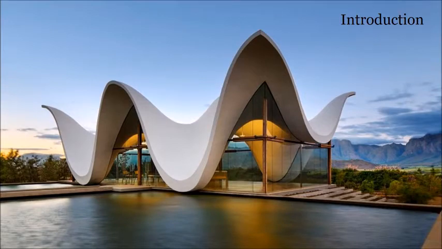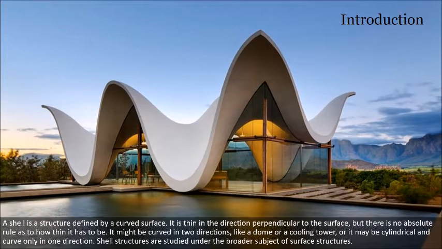As the name suggests, the studio is going to deal with shell structures. So what are shell structures? A shell is a structure defined by a curved surface. It is thin in the direction perpendicular to the surface, but there is no absolute rule as to how thin it has to be. It might be curved in two directions like a dome or a cooling tower, or it may be cylindrical and curved only in one direction.